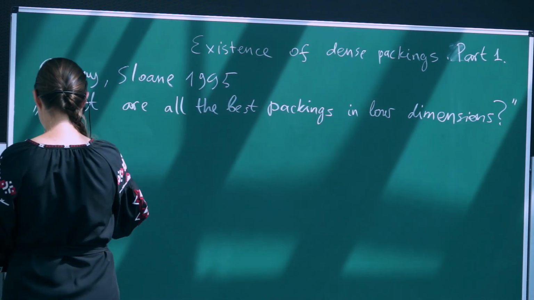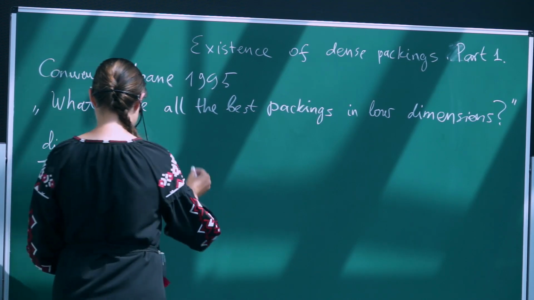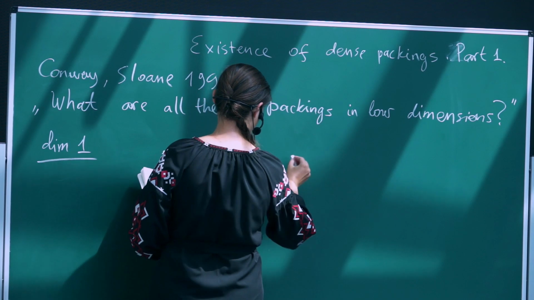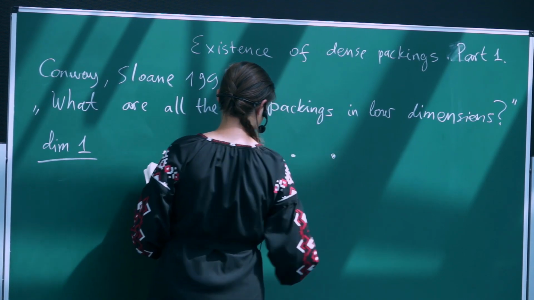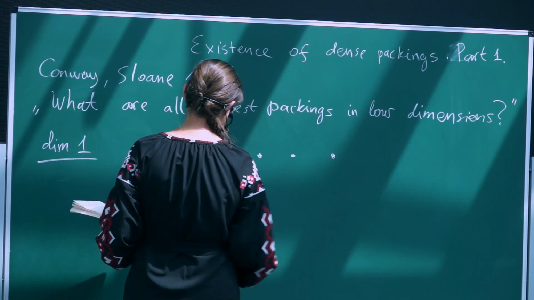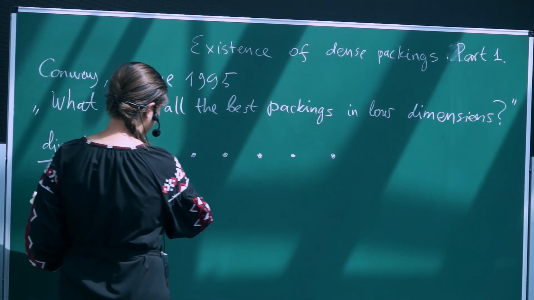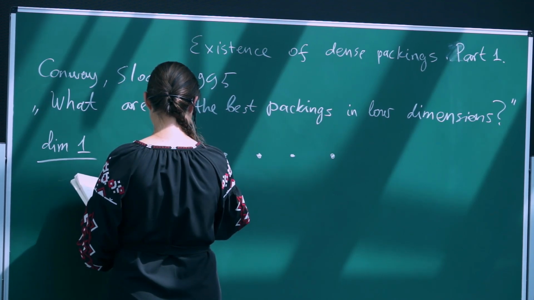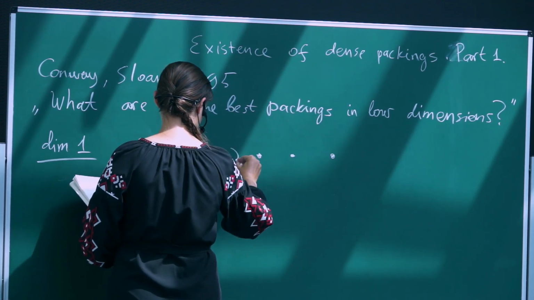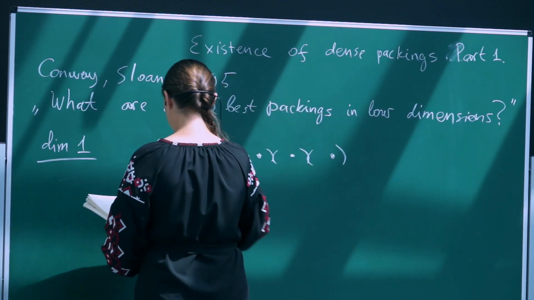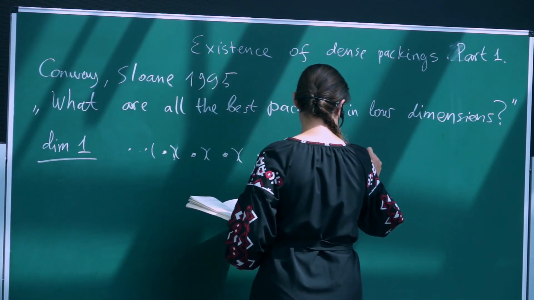Of course in dimension 1, we have one best packing, where we take the centers of our balls, which are just intervals on the line. We take them, for example, to be integers, and then we cover our whole line with intervals. So it's obviously the best packing in dimension 1.